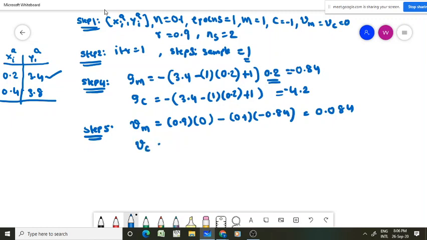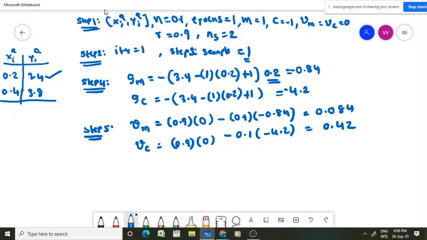Similarly, Vc equal to gamma 0.9 into initial Vc, that is 0, minus eta 0.1 into Gc, that is a minus 4.2. So that's equal to 0.42, right?